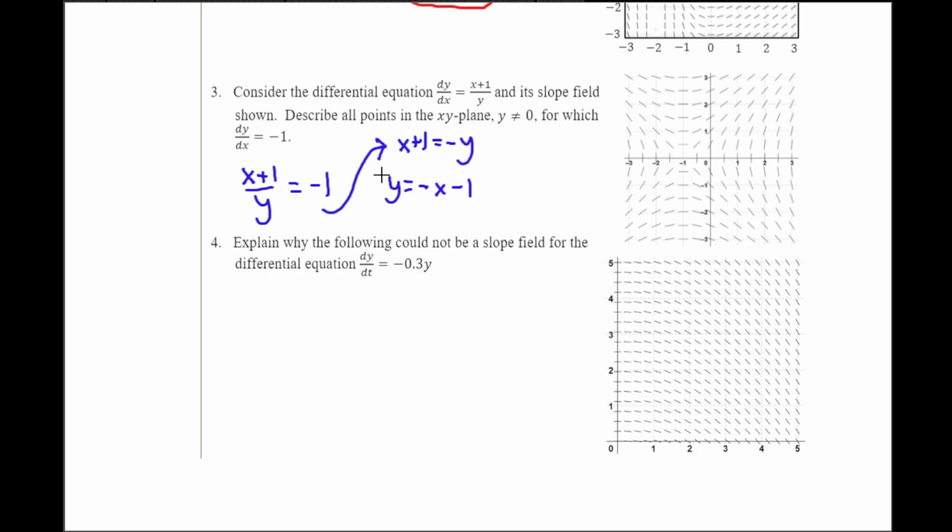So all the points that fall on this line here, you can just write that right there. And on the slope field, where I circled, you see all those hash marks are -1, -1, -1, -1, -1. This is the line that describes that, what we did right there.